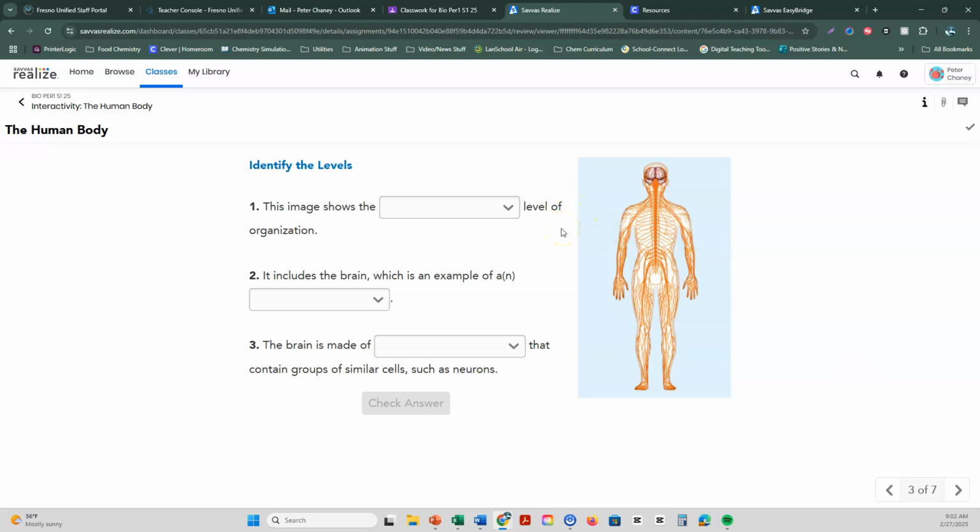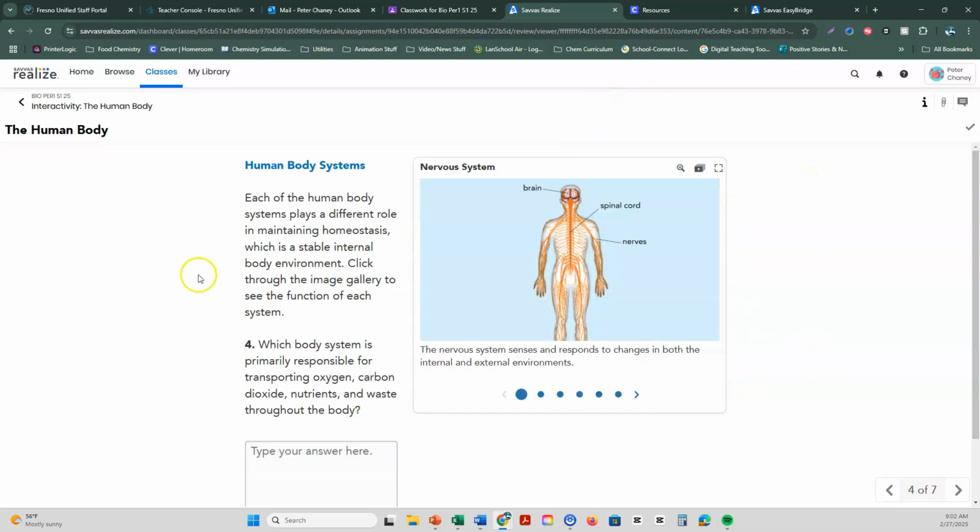So now you're identifying levels of the human body. So this image right here shows something. This image shows the tissue, organ, or organ system level of organization. So, which is that. And then it includes the brain, which is an example of what. And then the brain is made up of what that contains groups of similar cells such as neurons. So you need to identify those 3 terms in terms of this actual system right here. Moving on to 4.